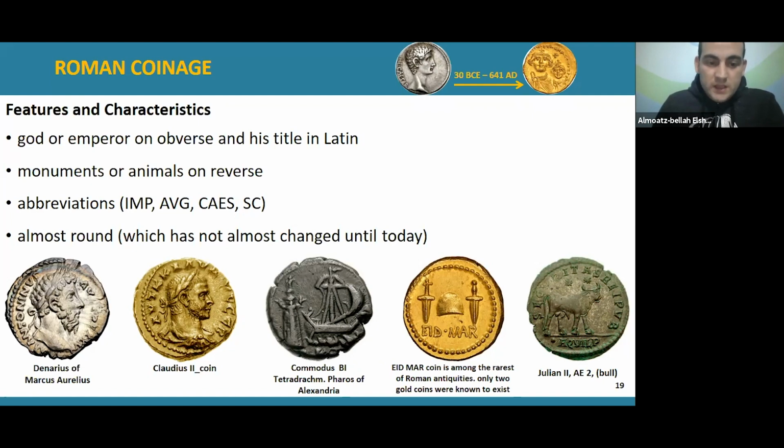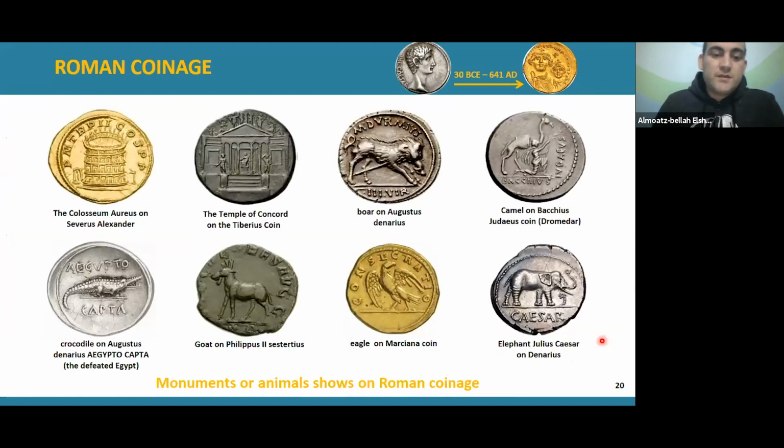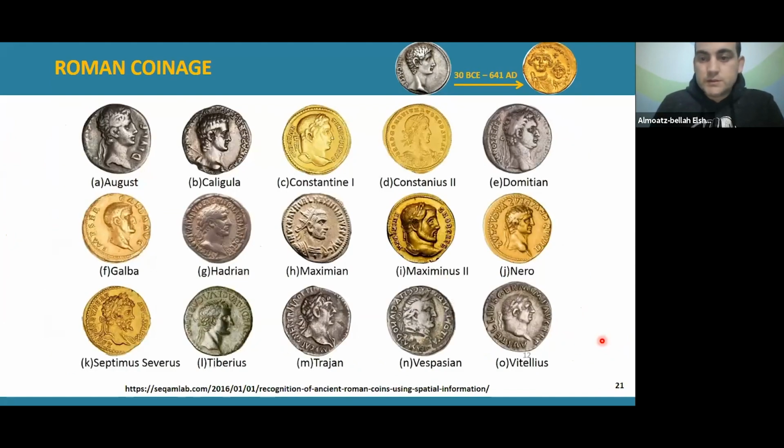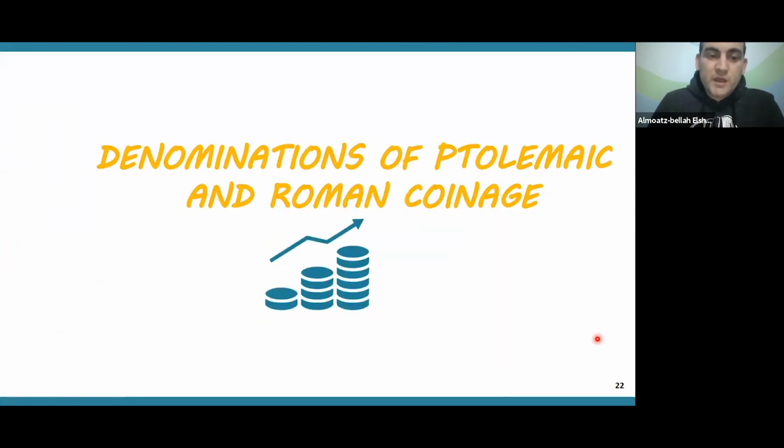Here you can see some Roman coinage that shows monuments or animals, and here the Roman emperors from Augustus until Vitellius. Next, the denominations of Ptolemaic and Roman coinage.